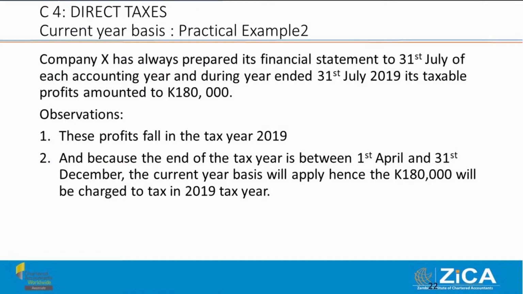My second example here looks again at Company X, which has always prepared its financial statements to 31st July of each accounting year. And during the year ended 31st July 2019, its taxable profits amounted to 180,000. And we observe here that these profits fall in the tax year 2019. And because the end of the tax year is between 1st April and 31st December, this time around, the current year basis will apply, and hence the 180,000 will be charged to tax in 2019.